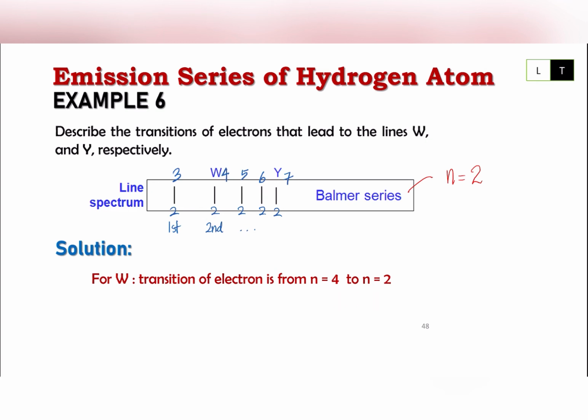And for Y, you have the transition, or you can also use the term electron shifts, from n equals 7 to n equals 2. So this is for n initial and this is for n final. I hope you know how to answer this kind of question.